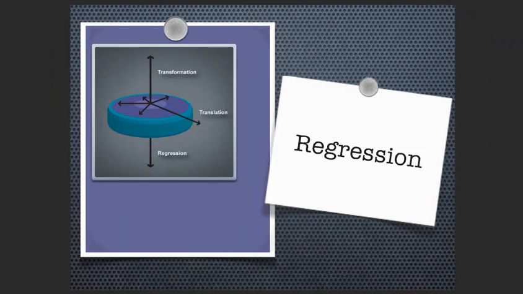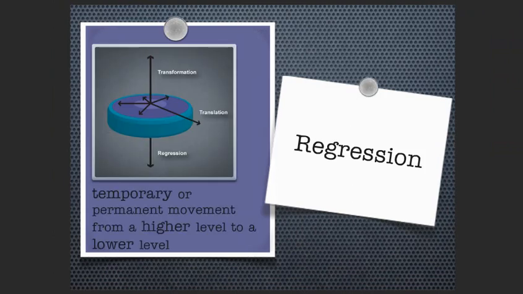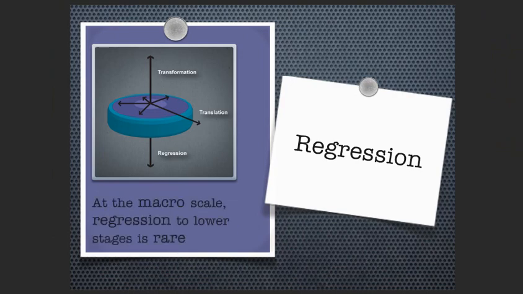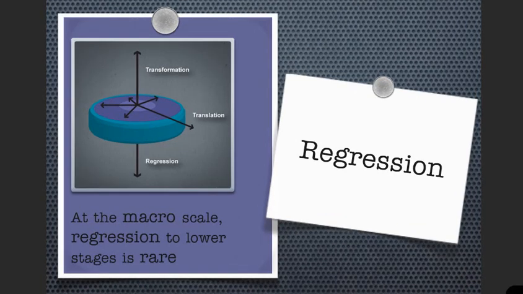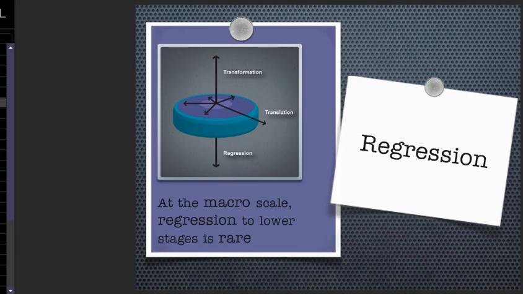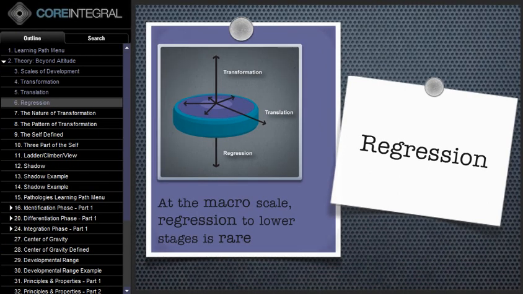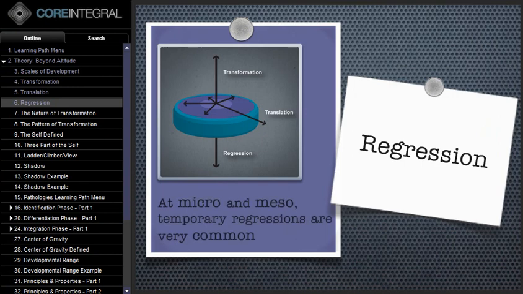Finally, our third movement is called regression, which refers to temporary or permanent movement from a higher level to a lower level. At the macro scale, regression to lower stages is rare, occurring in cases of, say, organic brain damage, where physiological structures supporting certain higher stage functions are impaired. However, at the micro and meso levels, as we are learning new capacities and navigating the emergent dimensions of higher structures, temporary regressions to lower capacities are very common.